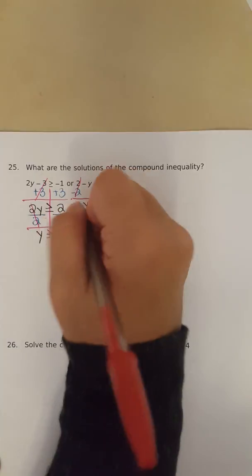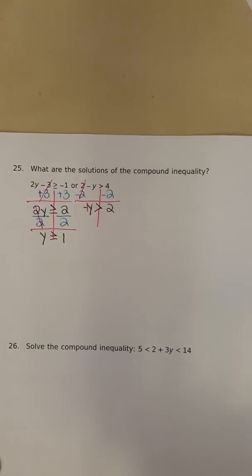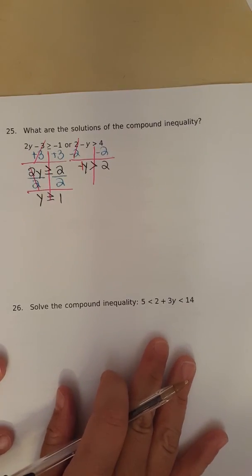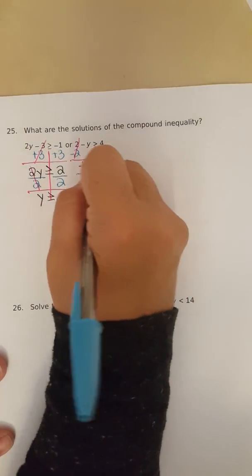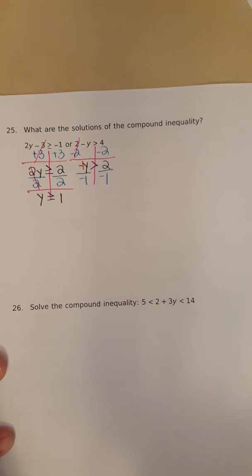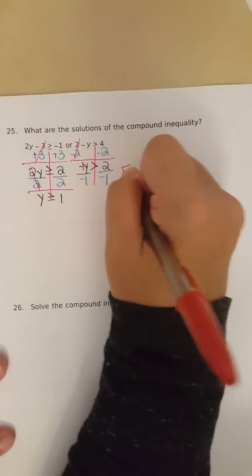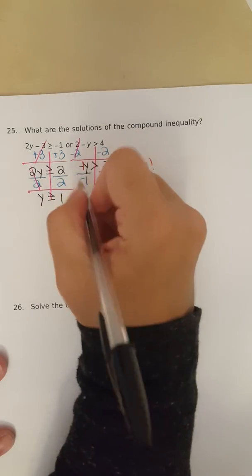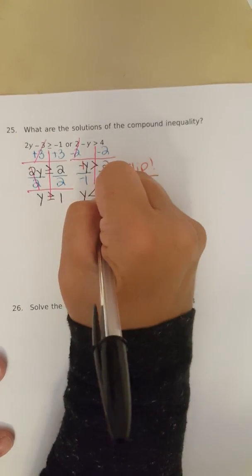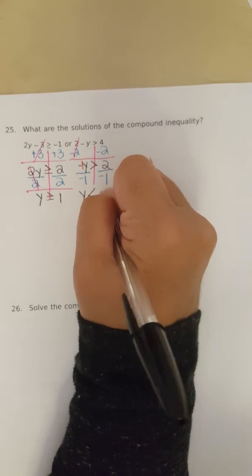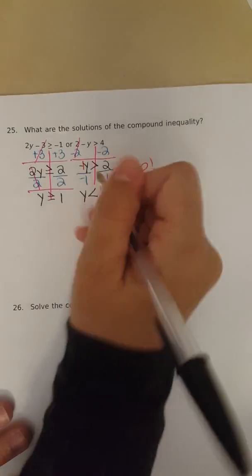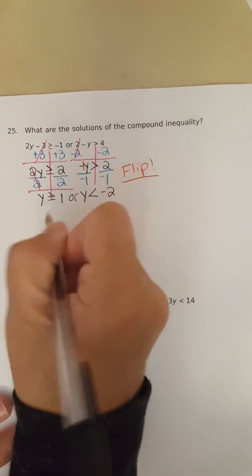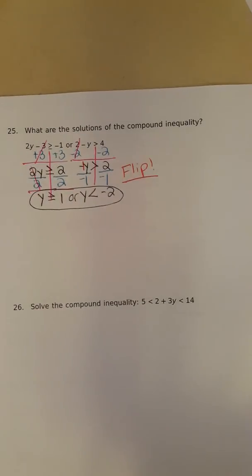Now whenever I have a negative y, that's really a negative 1y. So the opposite there of multiplying by negative 1 is dividing by negative 1. So I need to divide both sides here by negative 1. And remember, whenever we divide by a negative or multiply by a negative, we need to flip our sign. So we get y, instead of greater than, now it's less than, 2 divided by negative 1 gives us negative 2. And since this was an OR problem at the beginning, we need an OR with our answer. So our final answer is y is greater than or equal to 1, or y is less than negative 2.